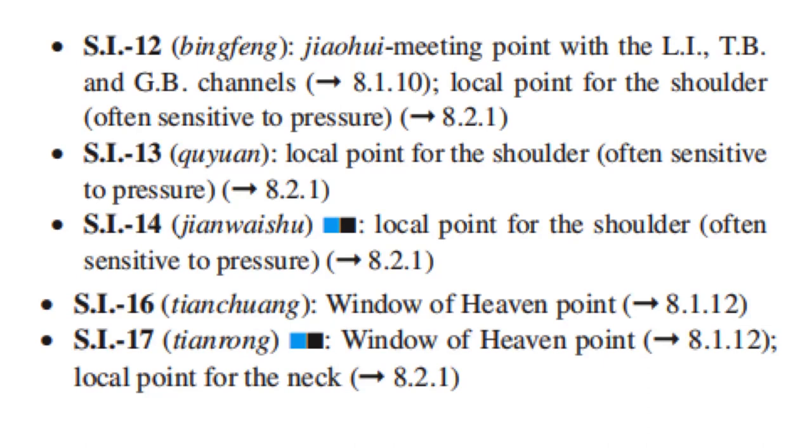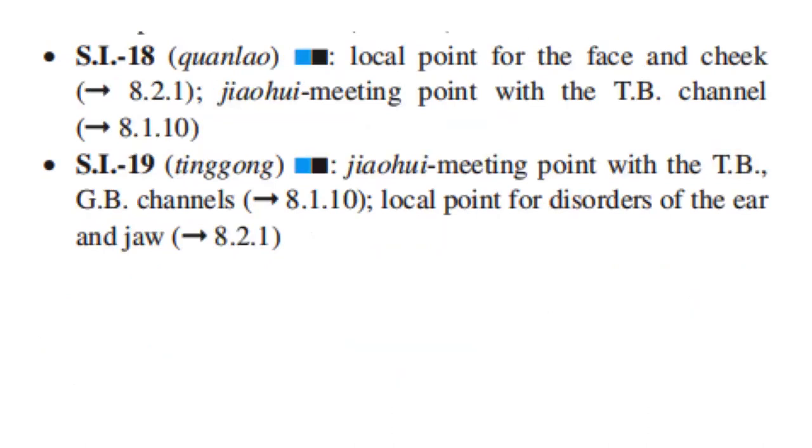SI16, window of heaven point. SI17, window of heaven point, local point for the neck. SI18, local point for the face and cheek, Jiao Hui meeting point with the TB channel. SI19 is Jiao Hui meeting point with the TB and GB channels and a local point for disorders of the ear and jaw.